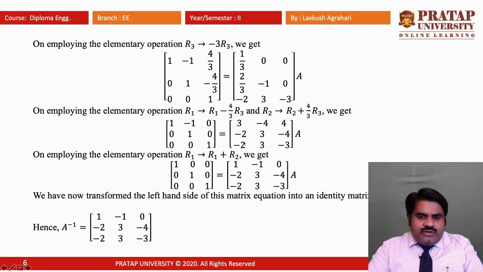The same operation is also reflected in the matrix lying on the RHS side. The elements are converted as the elements on the first row are 3, minus 4 and 4. The elements on the second row are minus 2, 3, minus 4. The elements on the third row are minus 2, 3 and minus 3.